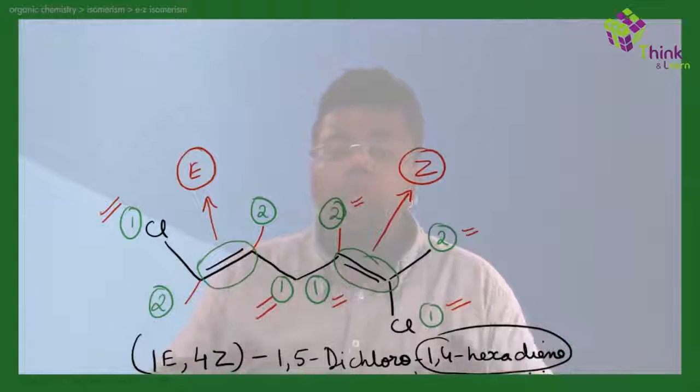So this was our discussion about E and Z isomerism, and with this, we come to the end of geometrical isomerism.